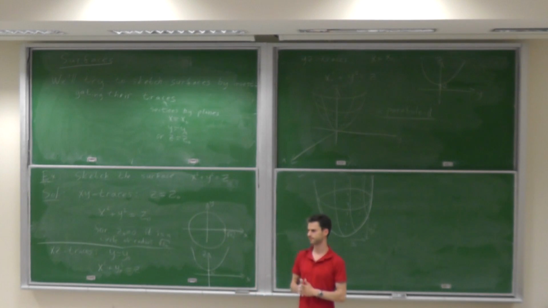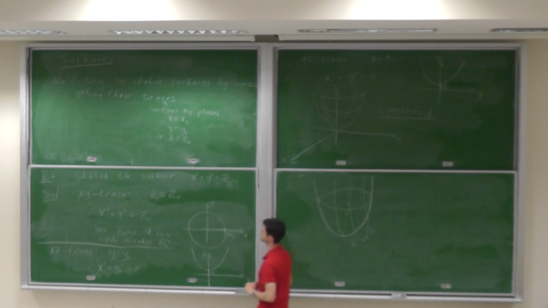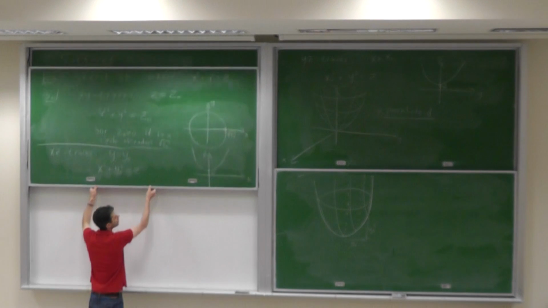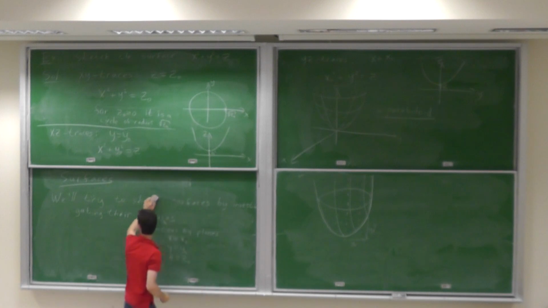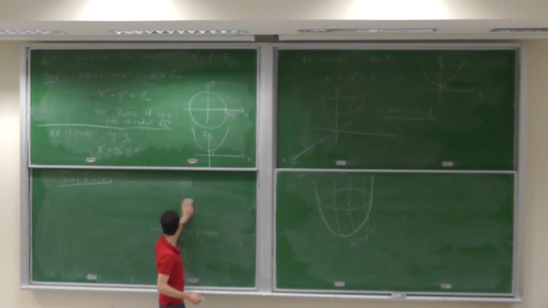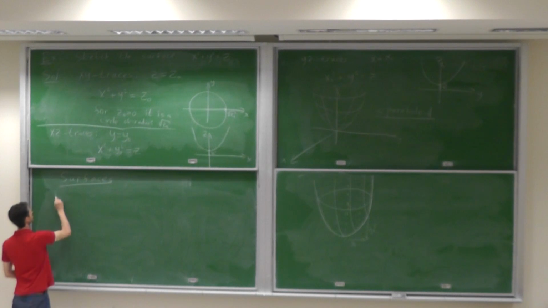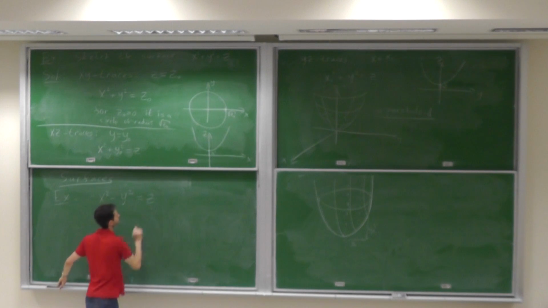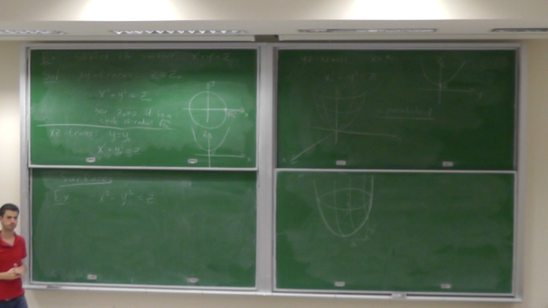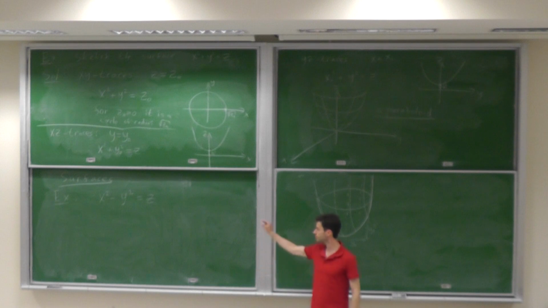Other questions? Okay, let's talk about a different surface. It will also be quite important for us later. It has a similar equation, but you'll see that the surface will be quite different. So the equation is x squared minus y squared is equal to z. So let's talk about this surface.